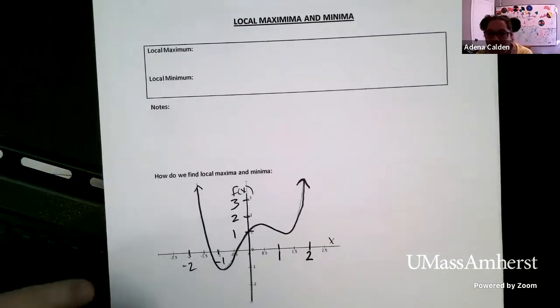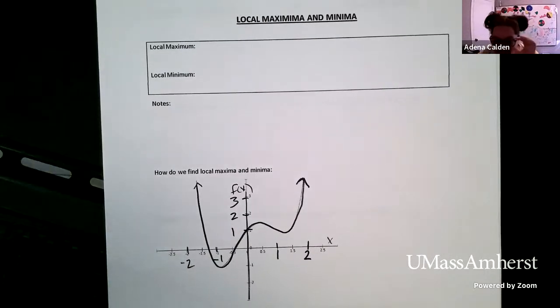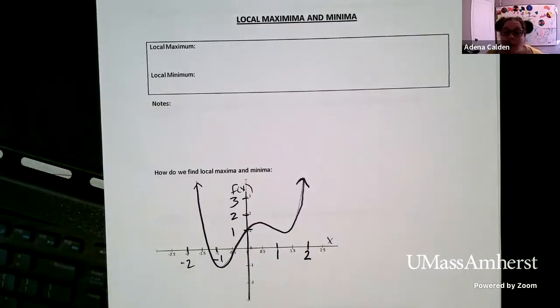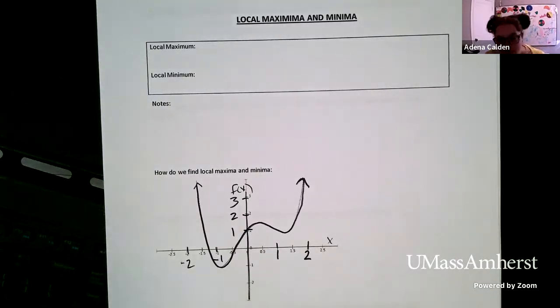Okay. And so one thing I want to talk about is this particular section, local max and min, is pretty long. So we're actually going to cover it today and Thursday. So the mini quiz for this section is on Sunday. So there's no mini quiz on Wednesday of this week.